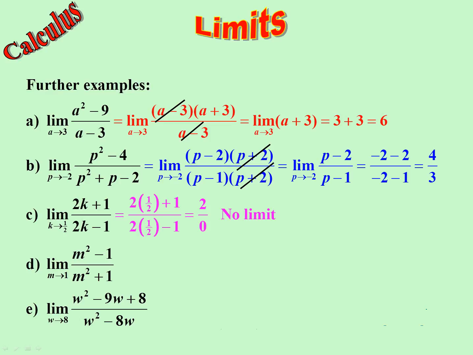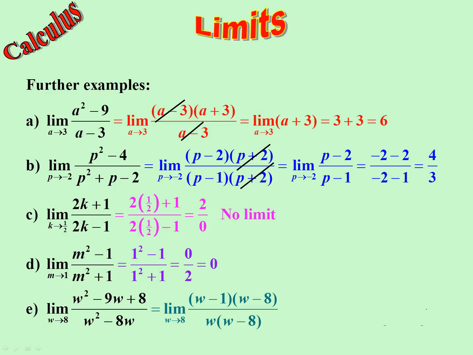D gives you 0/0, so we say, well, therefore, oh, no, it doesn't give you 0/0, it gives you 0/2. What am I talking about? Yes, so that's fine, which is 0. This next one does give you 0/0. Factorize, the w minus 8 can go, and I can substitute.